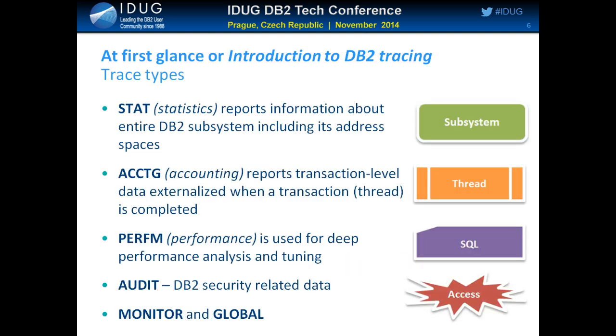And now let's speak about the base classes. So statistics, very common class. This basically serves to tell you what is happening in DB2 as a whole. Really take it as a big-level view, just what is happening in DB2 as a subsystem, while accounting gives similar information, but it gives you transaction or thread level details.